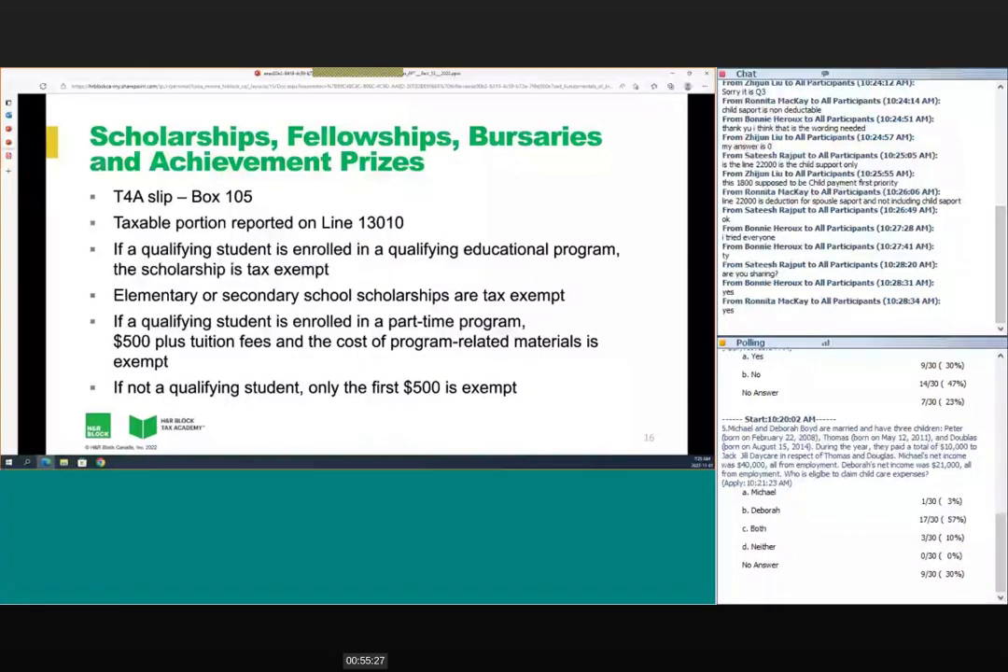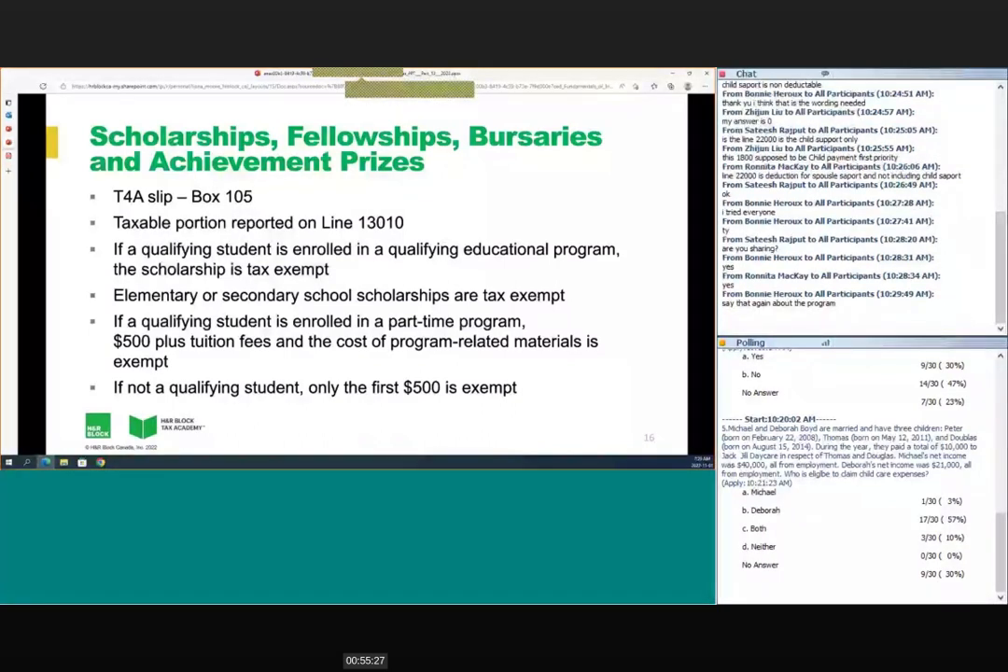If a student is also at an elementary or secondary school one, any scholarships are tax exempt. I personally have never seen this. Now, if the qualifying student is enrolled in a part-time program, the exemption is $500 plus the tuition fees paid, and any cost of program-related material is exempt.